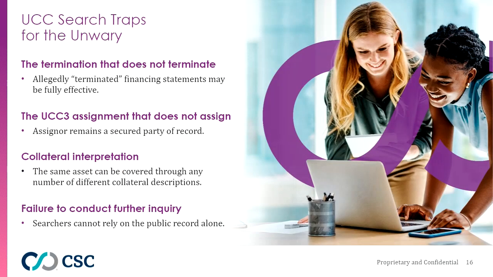Okay, so we've called the next slide UCC search traps. These are things that we want you to be aware of when you are reviewing your results. Number one, and you're going to find this a lot, and this happens quite frequently: a terminated UCC is not inactive. In fact, it may be fully effective. So know that when one terminates a UCC, it remains active on the public record until the UCC lapses, until you reach that 5-year point where it lapses.